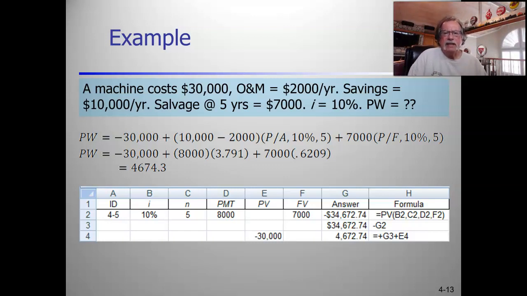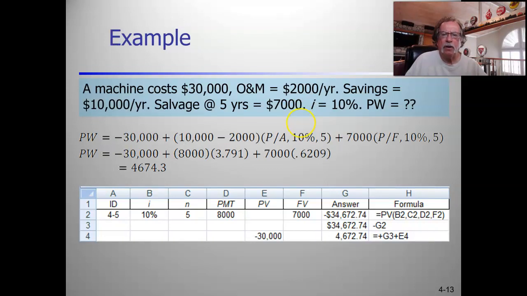We have a machine, and we're going to invest $30,000 into it. We're going to save $2,000 a year on operations and maintenance. We're going to save $10,000 a year by making this investment. We're going to be able to sell it for $7,000 at the end of 5 years. What is its present value?